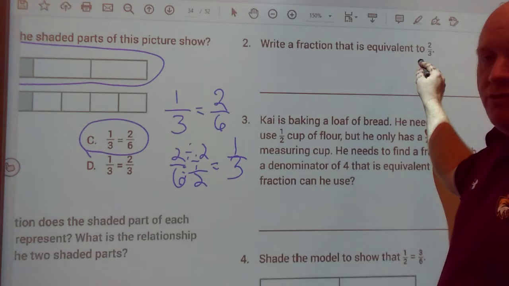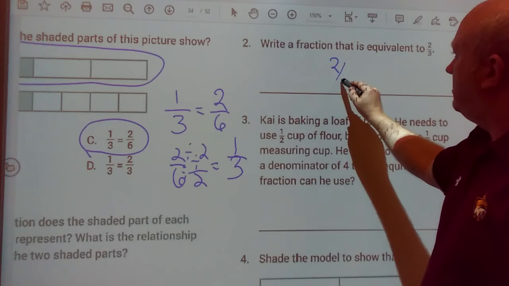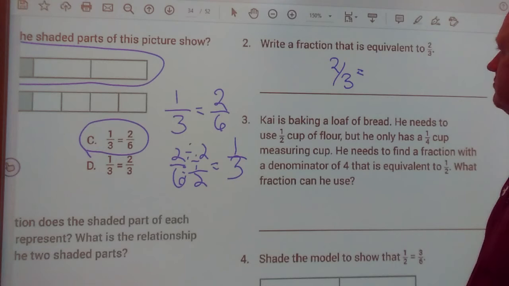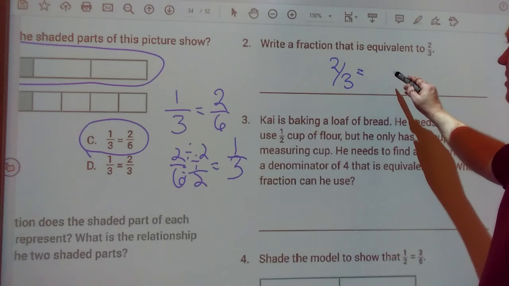Now, write a fraction that is equivalent to 2/3. Okay? Got my 2/3. Now, what fraction is equivalent to 2/3? Well, it'll be 4 over 6, multiplied by 2.